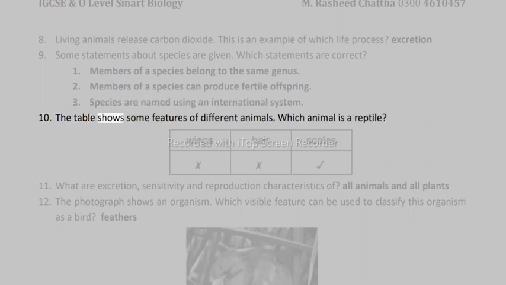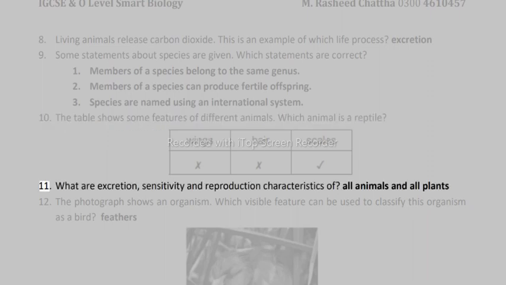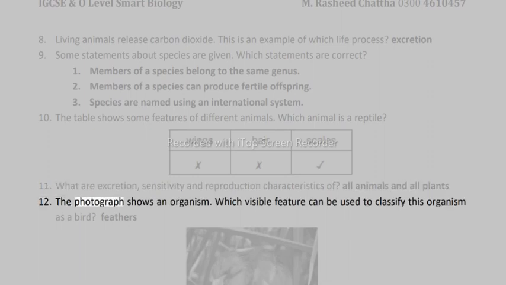10. The table shows some features of different animals. Which animal is a reptile? 11. What are excretion, sensitivity and reproduction characteristics of all animals and all plants? 12. The photograph shows an organism. Which visible feature can be used to classify this organism as a bird? Feathers.